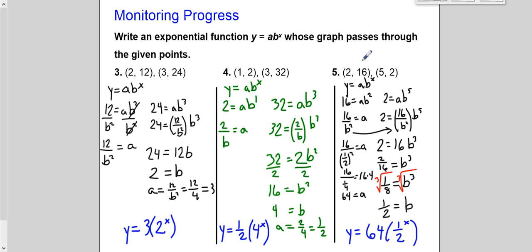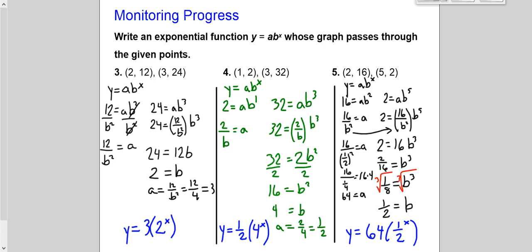I don't know if you noticed, but as the x's were getting bigger, the y's were getting smaller. So this one was a little different than ones we've had in the past. We have a 1/2, a number smaller than 1 that's being raised to a power. So our numbers are actually getting smaller. So there's another example for you.